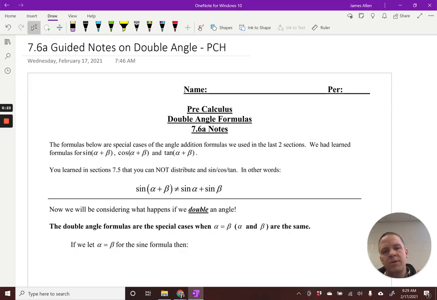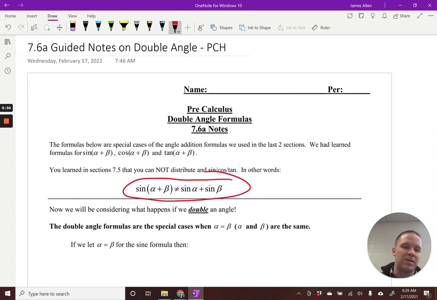All right. So double angles, much like our sum and difference formulas, you can't just double it or split it apart and add them together, right? It doesn't work out. As we said here, sine of alpha plus beta does not equal sine of alpha plus sine of beta. It's not that simple. Now the same will be true for our double angles, and we're actually going to use our sum formulas to derive these double angle formulas.